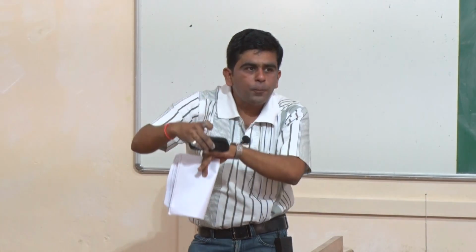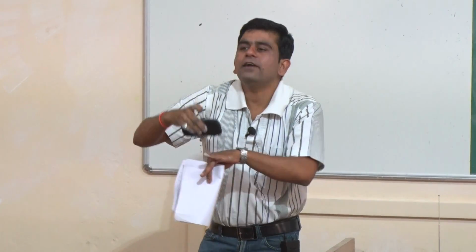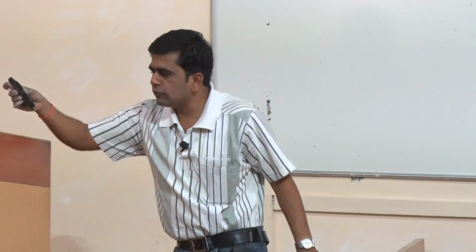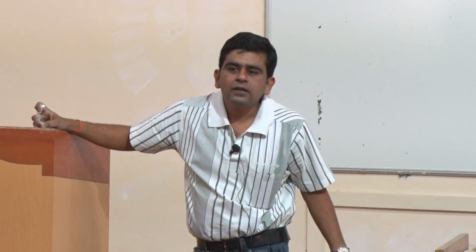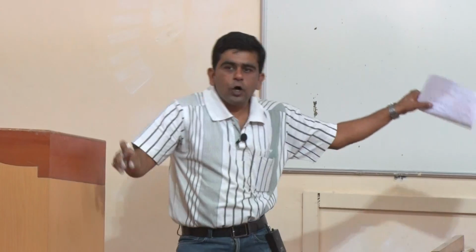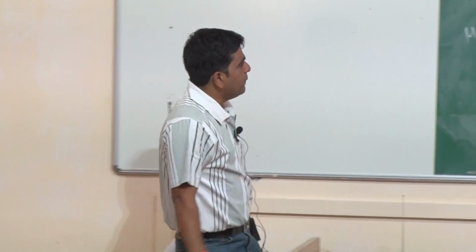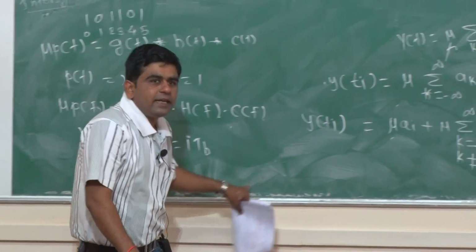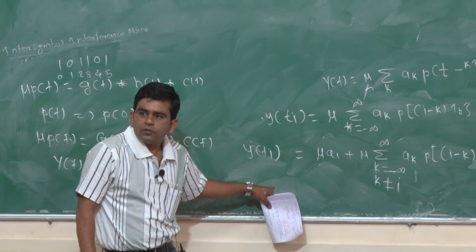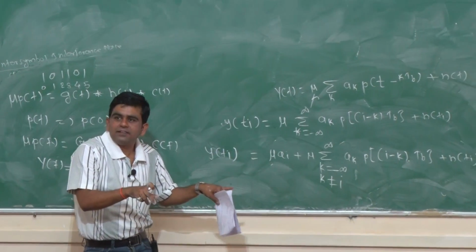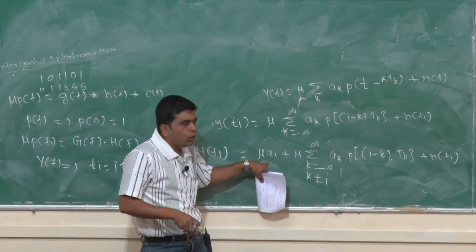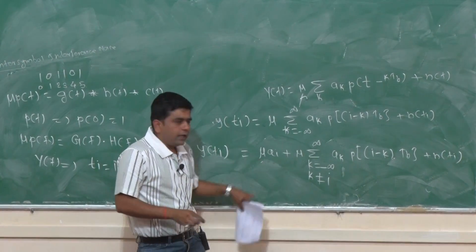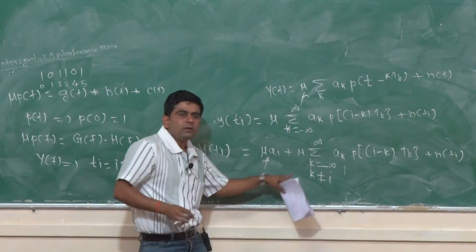So whatever the output y of t, it will include two types of noises. First one is interference noise and second one is your white Gaussian noise n of t. So this output y of t gets sampled at Ti equal to iTb. So every impulse gets sampled. So we will get y of Ti, that is equal to mu A_i, which corresponds to your signal.